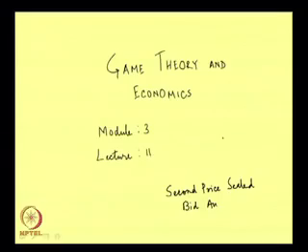Welcome to lecture 11 of module 3 of the course called Game Theory and Economics. Let me just briefly recapitulate what we have been doing in this course so far. In the last lecture, we started discussing the theory of auctions in game theory, and the first auction that we are discussing here is known as the second price sealed bid auction.